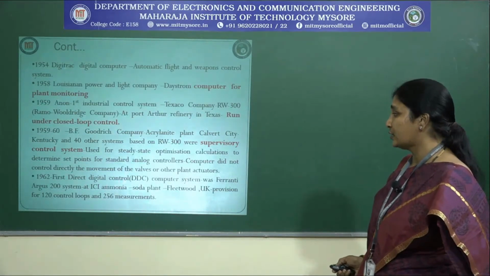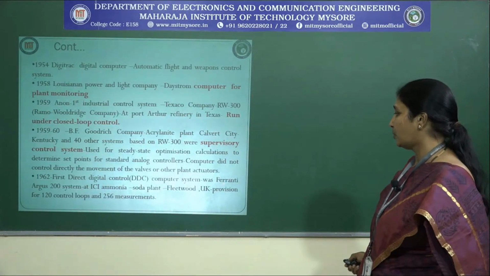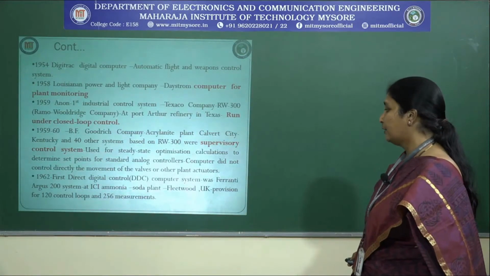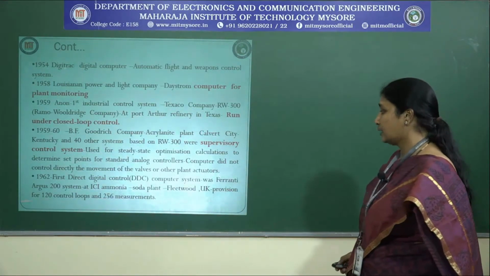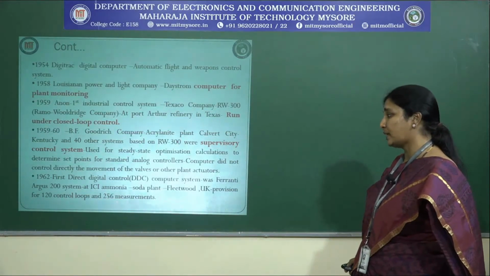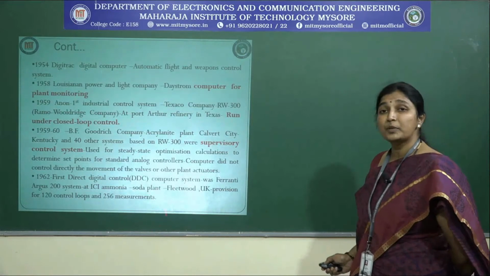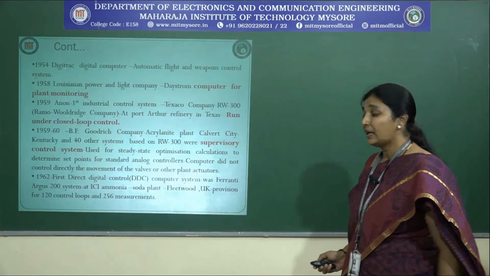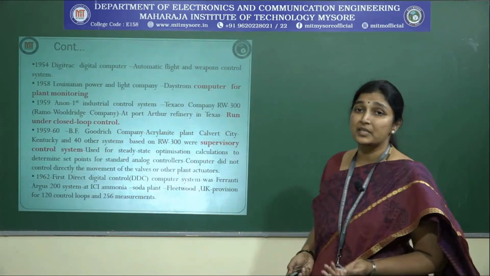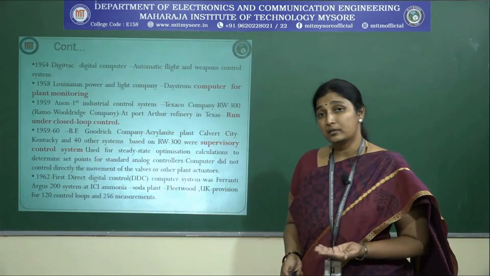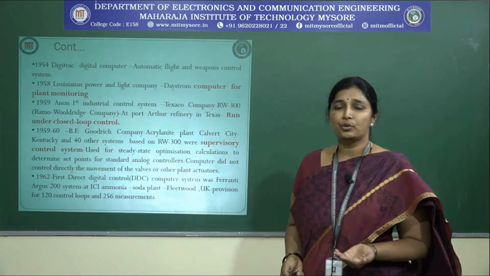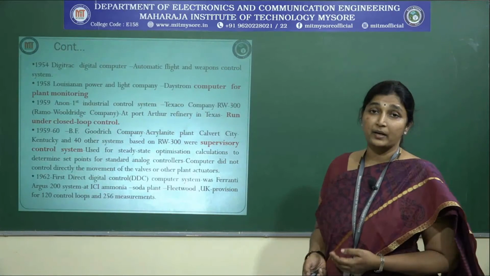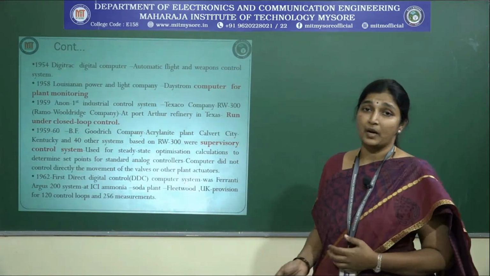In 1962, the first direct digital control, DDC, computer system was the Argus 200 system at the ICI ammonia soda plant in Fleetwood in the UK, with provision for 120 control loops and 256 measurements. This is considered to be the first such control system ever developed. Here in Fleetwood, they had about 120 controllers and 256 measurements that they designed for, but they used only about 98 controllers, and 224 measurements were actually incorporated in this plant.